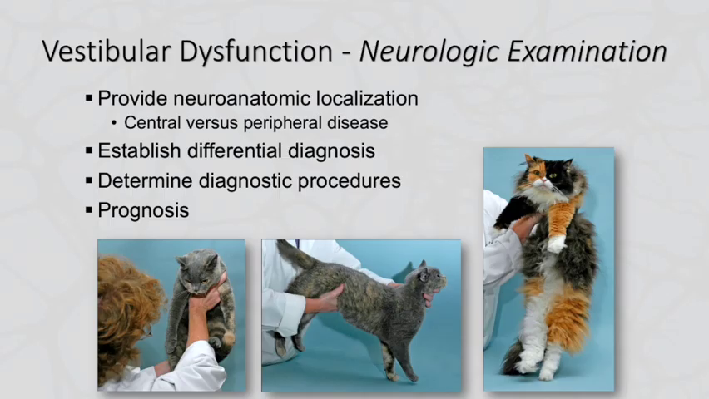For our neurologic exam, of course, the biggest thing when we have a patient that presents with vestibular disease is differentiating central from peripheral, because that's going to establish our differentials, what the next diagnostic procedure should be, and to some degree help with prognosis.